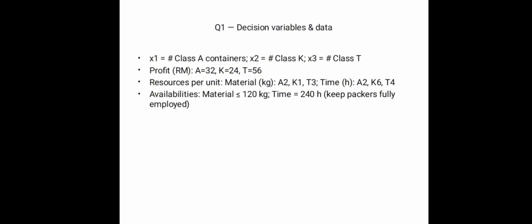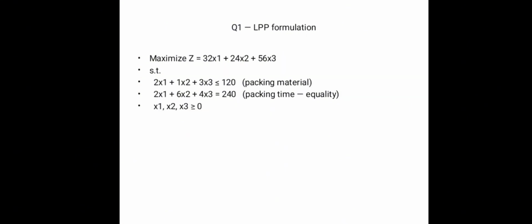question. So for question 1, the decision variables and data, we have three types of containers, which are classes A, K and T. Let x1 be the number of A containers, x2 the K containers, and x3 the T containers. Here their profits are RM32, RM24 and RM56 respectively.